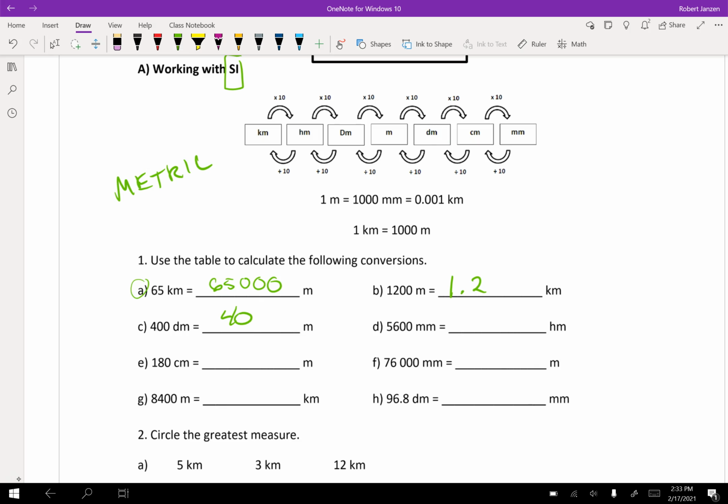Okay, and going through the rest of these, I'll get you to pause right now and I'll put the answers down. I would like you to try them, see if you can do them on your own. Okay, because you will need to make these conversions.